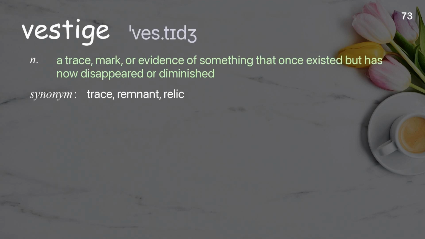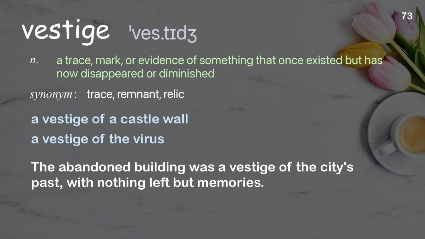Vestige. A trace, mark, or evidence of something that once existed but has now disappeared or diminished. Examples: A vestige of a castle wall. A vestige of the virus. The abandoned building was a vestige of the city's past, with nothing left but memories.